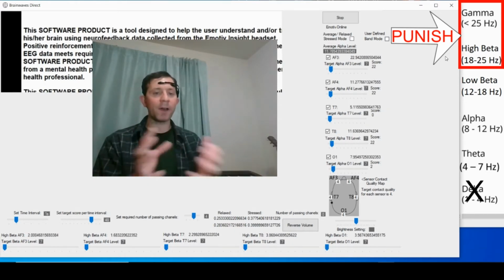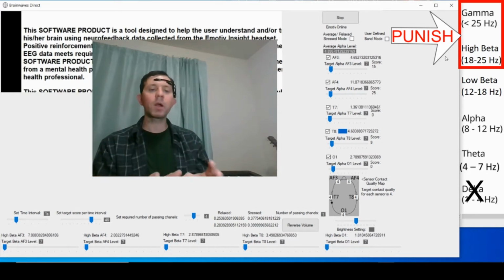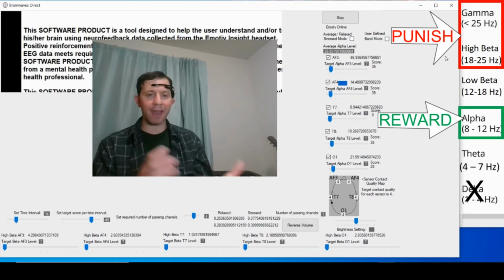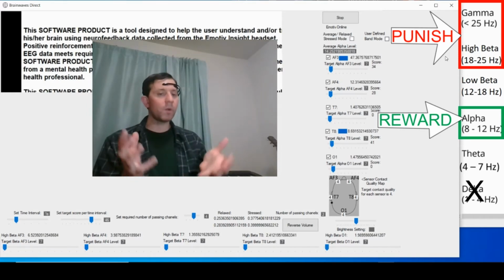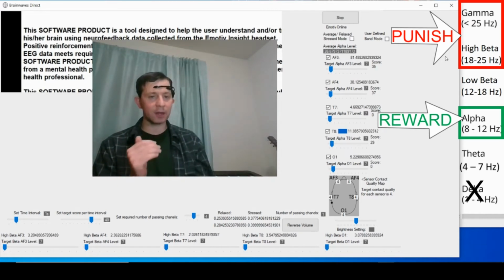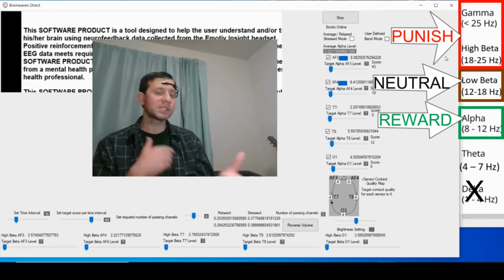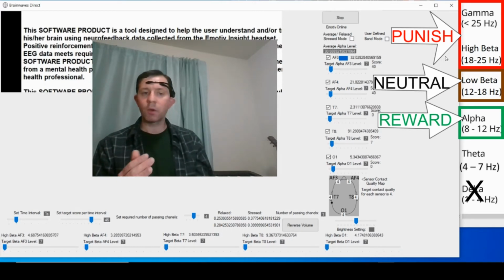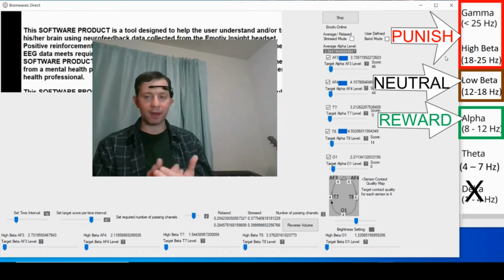Because in that alpha frequency range, between 8 and 12 hertz, we're going to reward the brain for having activity in that area. And then in that low beta frequency band, between 12 and 18 hertz, that's our neutral middle ground. So that we're not splitting hairs, we're not going to reward or punish the brain for that area.